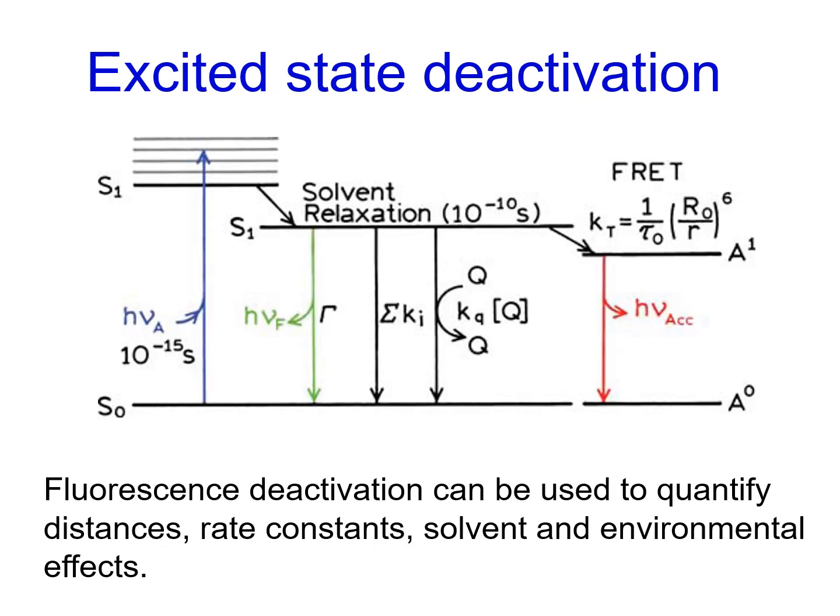This slide shows a Jablonski diagram that indicates two of the pathways that can result in decay of a singlet state back to the ground state. Aside from fluorescent decay and non-radiative decay, the diagram also shows quenching and energy transfer.